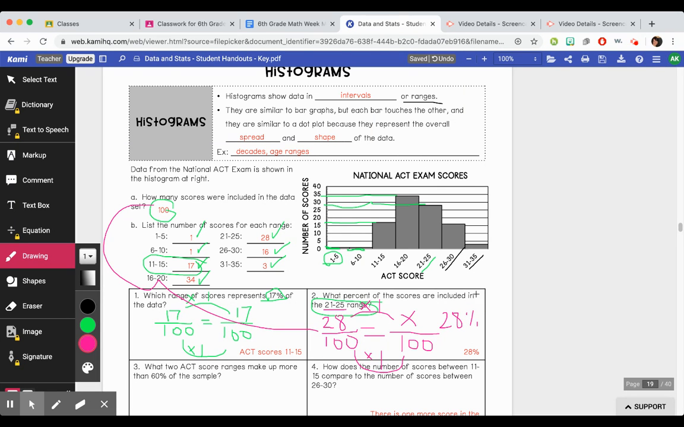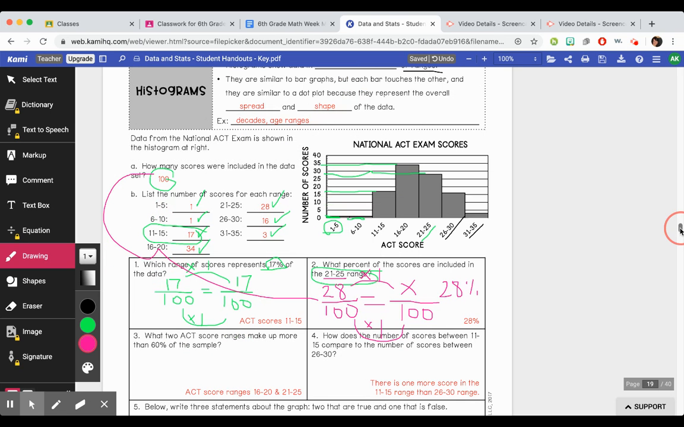So now the next question asks you what two ACT scores make up more than 60%. So you're looking for two scores that make up more than 60%. I want you to try to do both of these, showing me the work. Obviously, you have the answer there, and show me the work on that one.